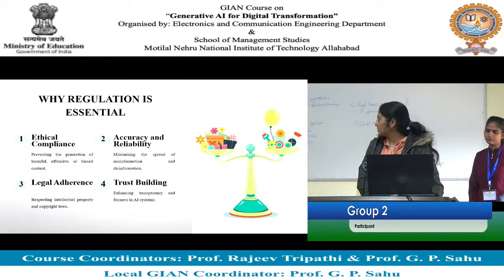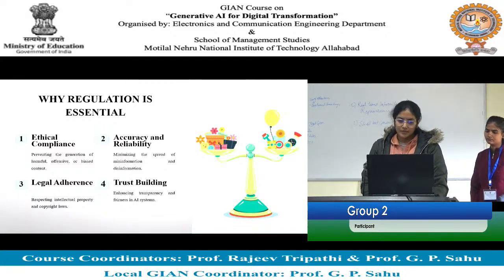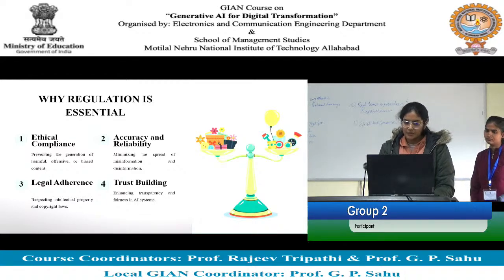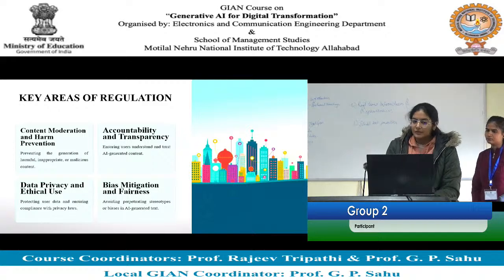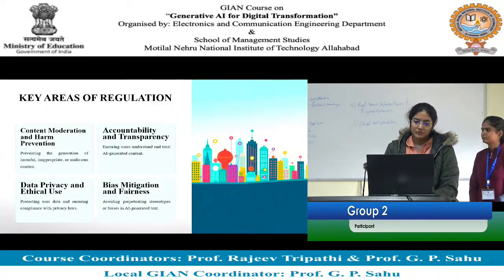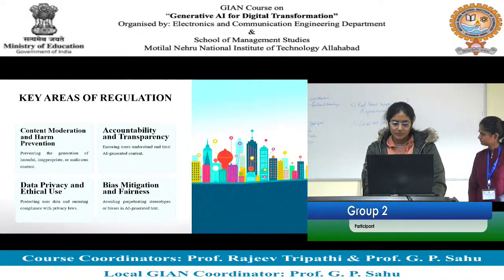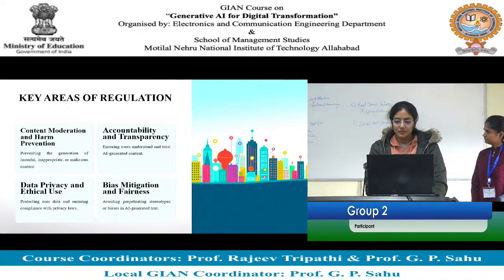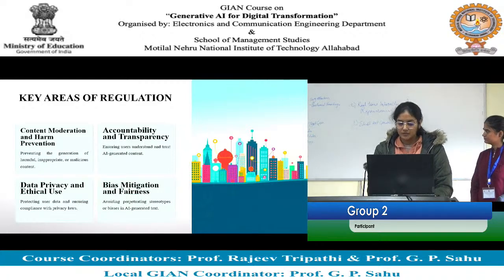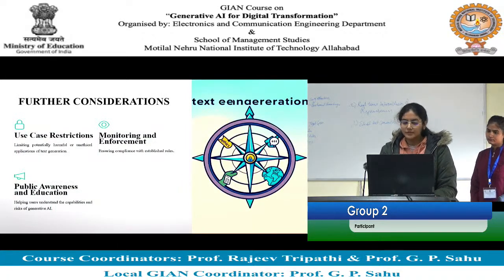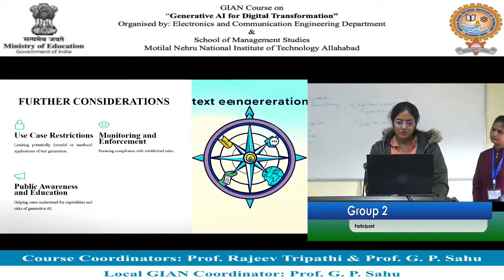This is why regulations are essential, with four basic points: ethical compliance, accuracy and reliability, legal adherence, and trust building. These are the key areas of regulation: content moderation and harm prevention, accountability and transparency, data privacy and ethical use, bias mitigation and fairness. Further considerations are use case restrictions, monitoring and enforcement, public awareness and education.